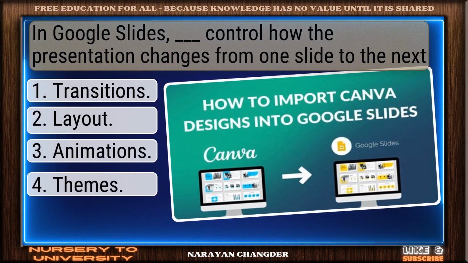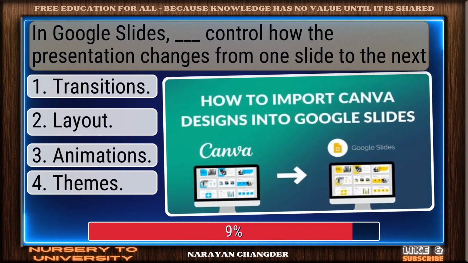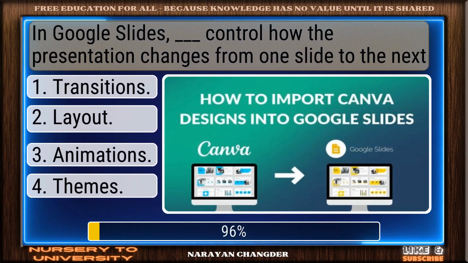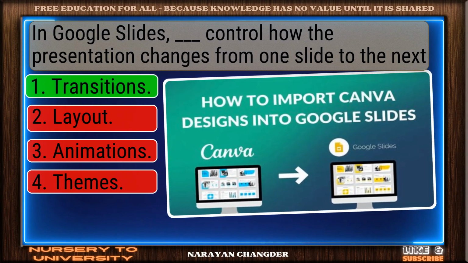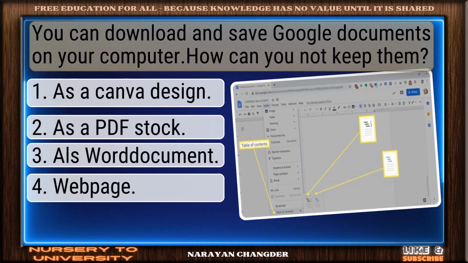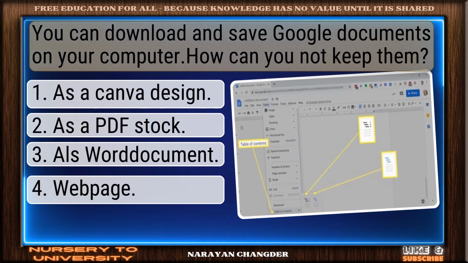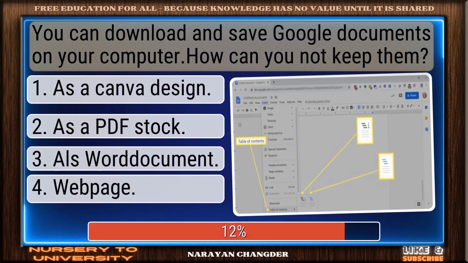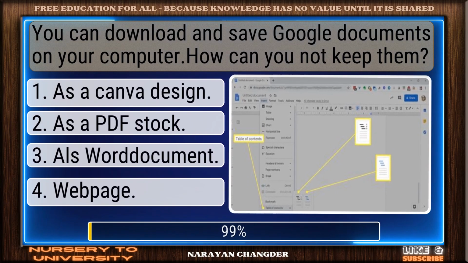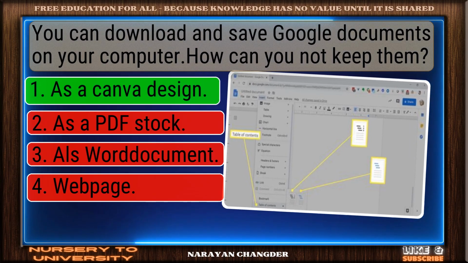In Google Slides, Dash control how the presentation changes from one slide to the next. Perfect. Transitions is the correct choice. You can download and save Google documents on your computer. How can you not keep them? Well done. As a Canva design is the right choice.